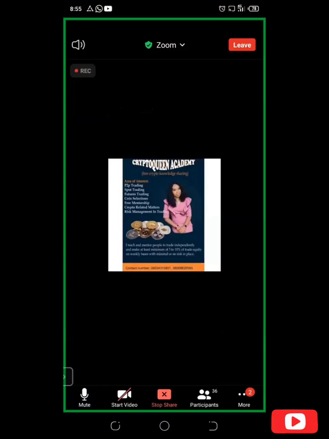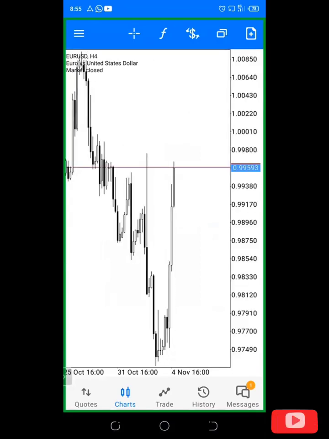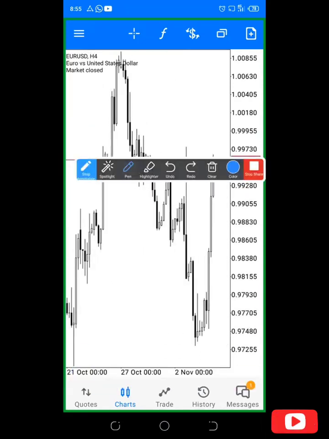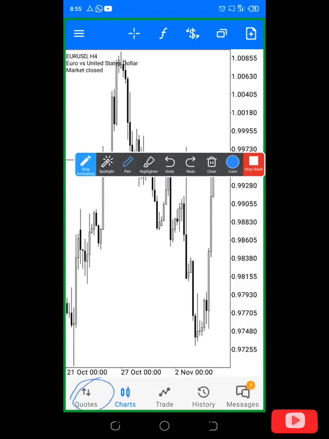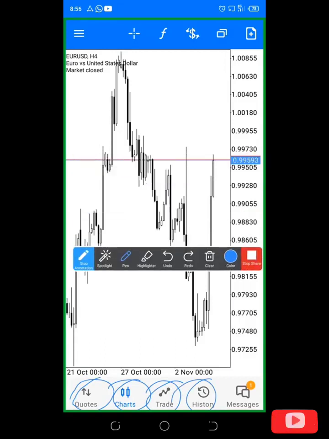Okay, so all right, so I am using MT5, and it's the same interface as MT4. So this is what your interface looks like. If you look down here, this is where you have your quotes, this is where you have your chart, your trade, and then your history. So this is my account, I'm using my FTMO trial account.